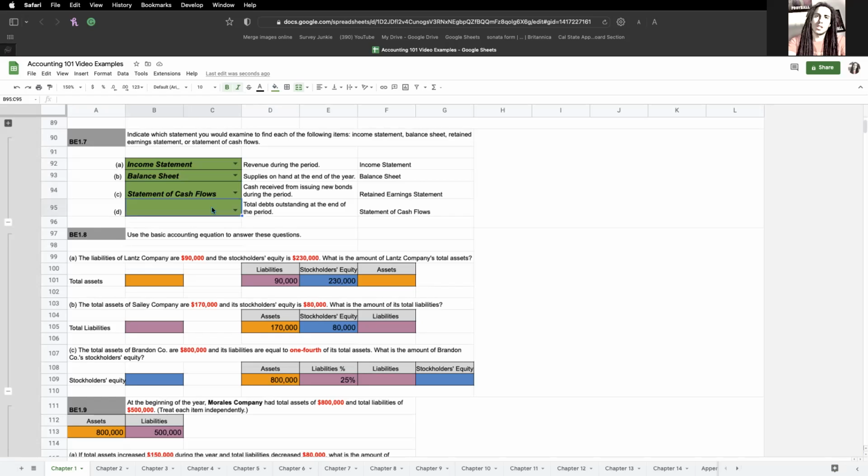Total debts outstanding at the end of the period, you would check the balance sheet. So another way to say debts, another word for that is liabilities. And debts outstanding means any liabilities that have not been paid. Those will appear in the balance sheet.